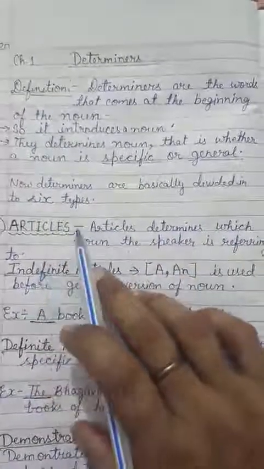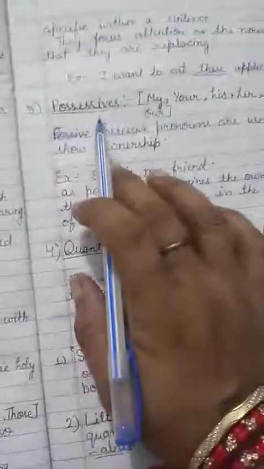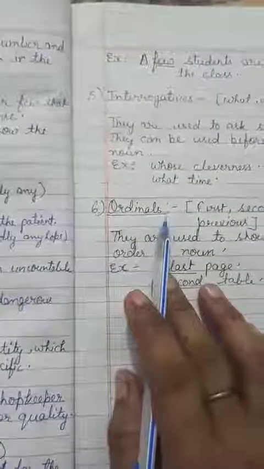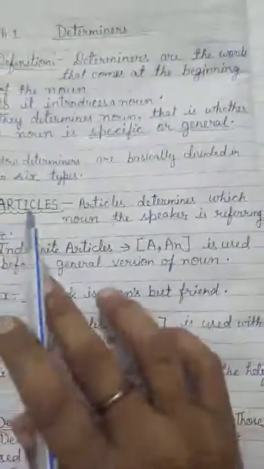Number 1 is articles. Second is demonstratives. Third type is possessives. Fourth, quantifiers. And fifth is interrogatives. And sixth is ordinals. Okay, now I am going to explain all the types one by one. So number one type is articles.